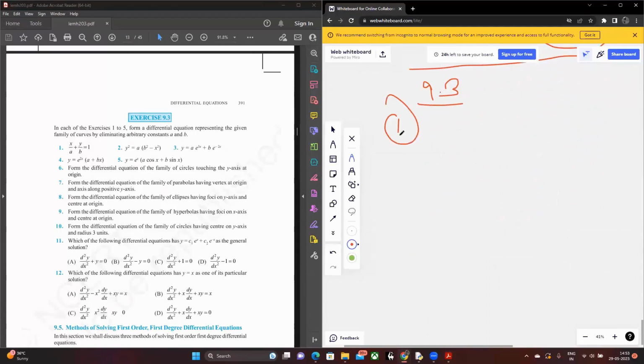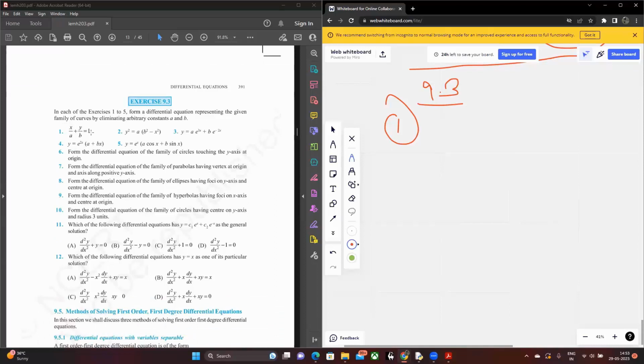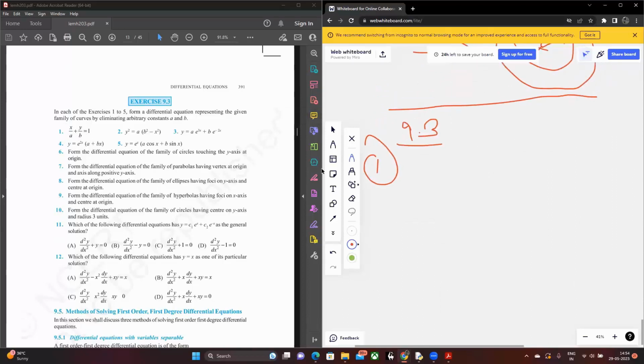Question number 1. Instead of exercises 1 to 5, form a differential equation representing the family of curves by eliminating arbitrary constants a and b. First of all, the first one: x by a plus y by b equals 1. Since you have 2 arbitrary constants a and b, this is going to be a differential equation of order 2.